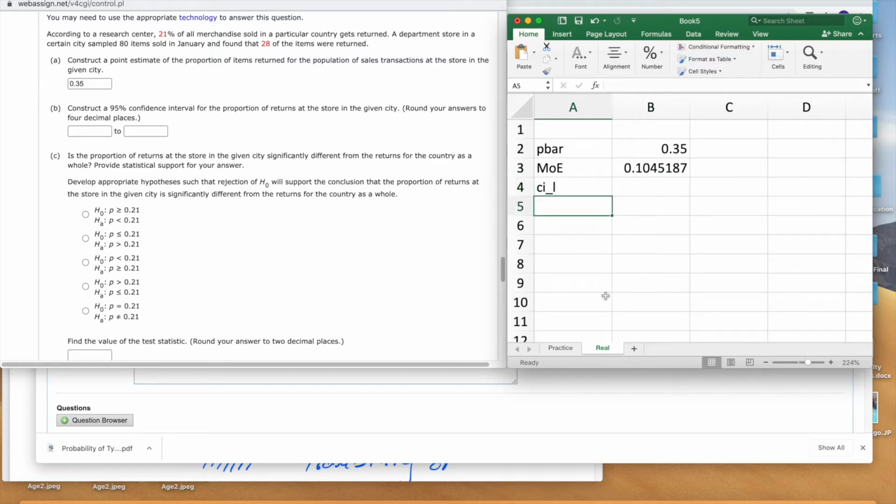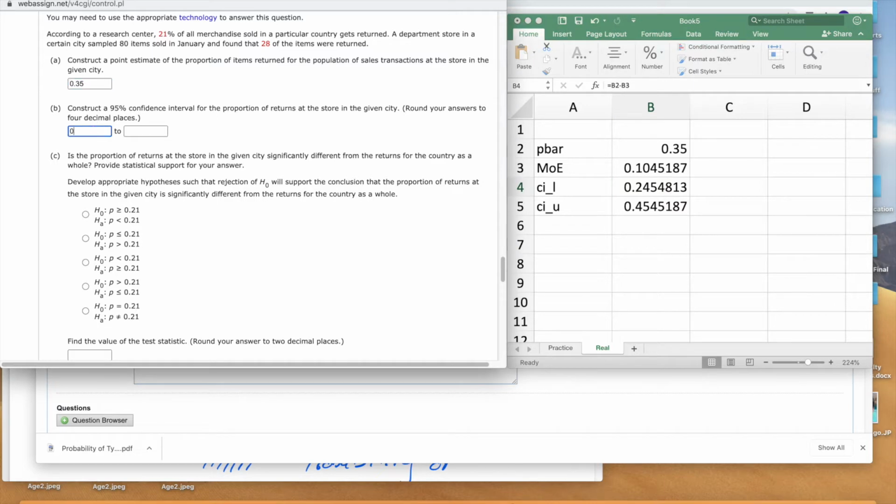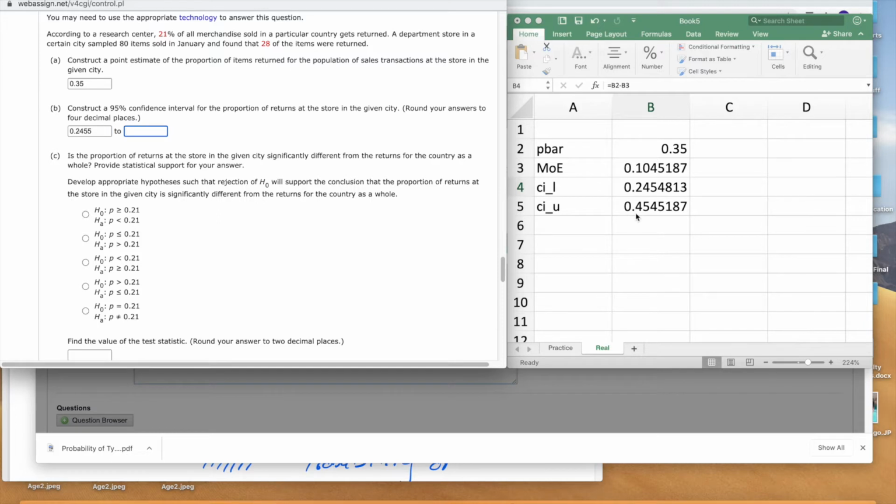Then I'm going to do my confidence bounds. So CIL for the lower bound and CIU for the upper. Lower is my point estimate minus my margin of error. Upper is my point estimate plus my margin of error. So that looks like 0.2455 and 0.4545.